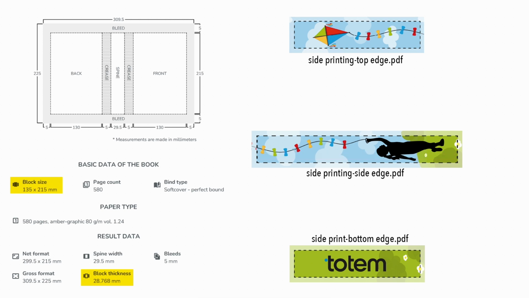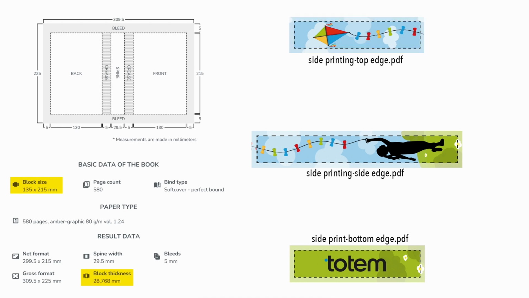We calculate the net print format of the side top edge. The base of the block is the print base, that is 135 millimeters. The thickness of the block is the print height, that is 28.7 millimeters, plus 2 millimeters bleed on each side.